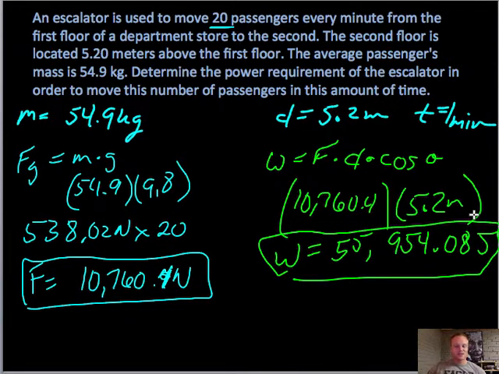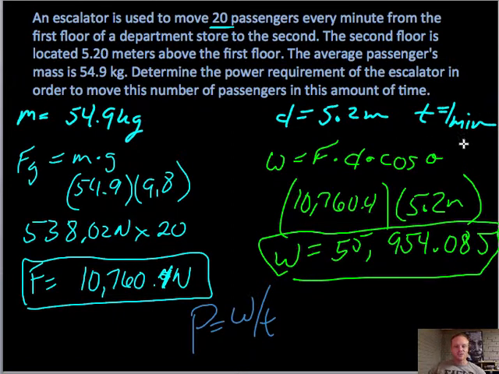Now that is not what the question is asking for. They want to know how much power this basically elevator uses. And remember, power equals work divided by time. So I know the work, it's right there, this number right here, 55,954 joules, divided by the time.